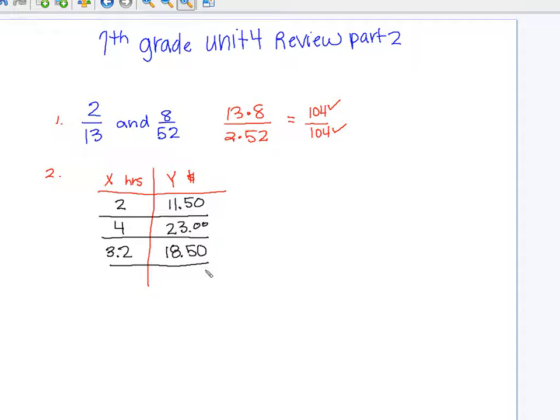Are they proportional? Do they show a proportional relationship? So, find the unit rate. Take the y divided by the x. That gives you your unit rate. If they all have the same unit rate, then they are. Take 11.50 divided by 2, 23 divided by 4, 18.50 divided by 3.2. If they all come out to be the same, then it is.